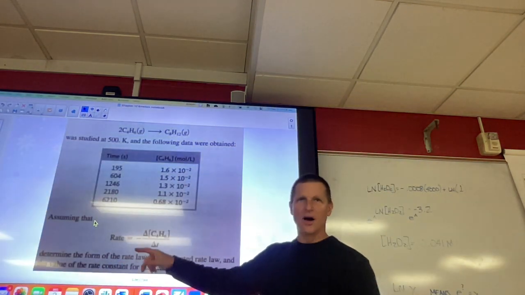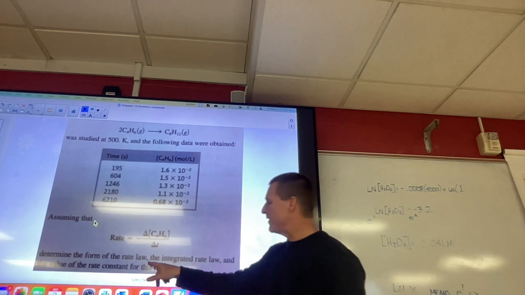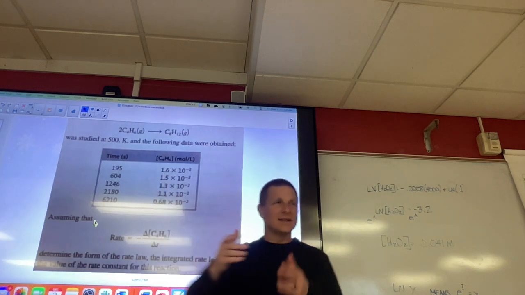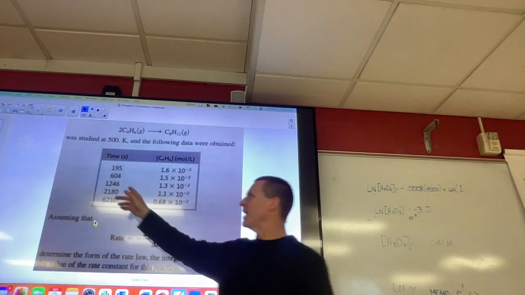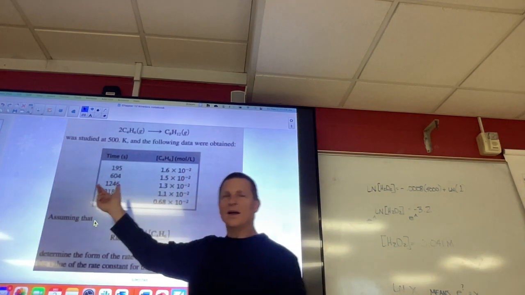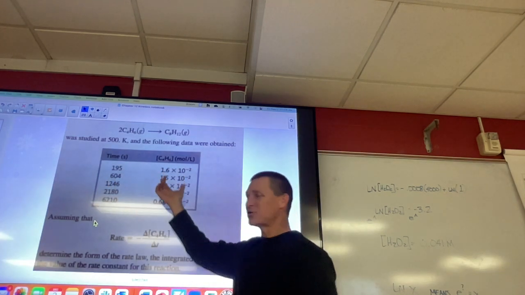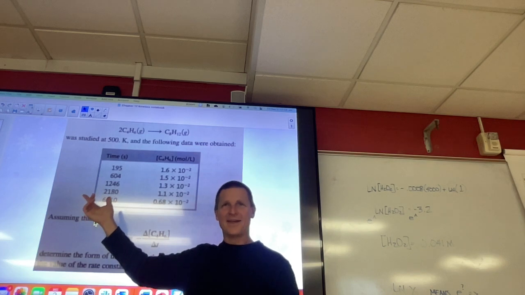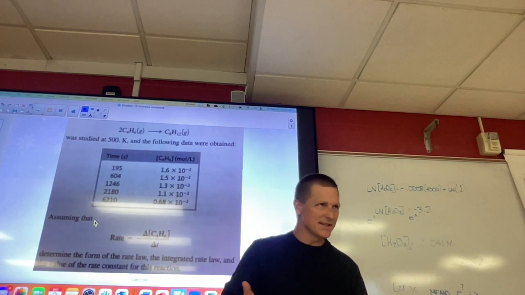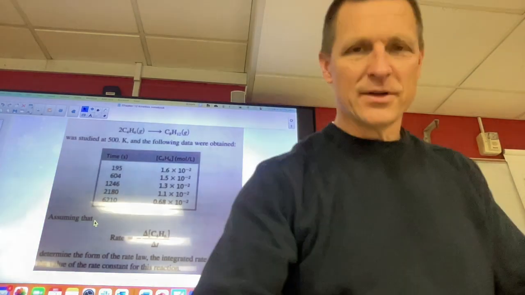Determine the form of the rate law. That's the differential rate law. And then it says find the integrated rate law. Okay, we can do that. So what we need to do is take our handy graphing app and graph the concentration versus time. That's one graph. Then the natural log of the concentration versus time. Then the inverse of the concentration versus time. Do all three graphs, determine the one that's linear. So I've done that too.